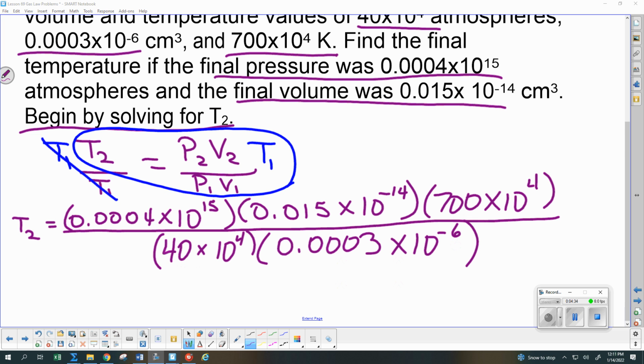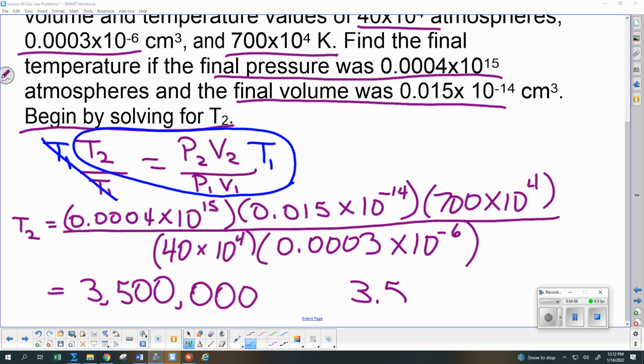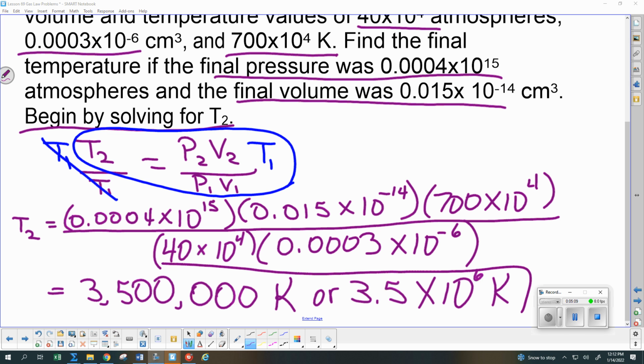What did you get? Anybody else? Is that what you see on your calculator? Did anybody have it in scientific notation? What do you have in scientific notation? Not 3.5 to the 6th, but times 10 to the 6th. Big difference in those two. And this was temperature, so this is going to be kelvins. And either form of the answer is just fine. Anybody with a question on that one? Yes.